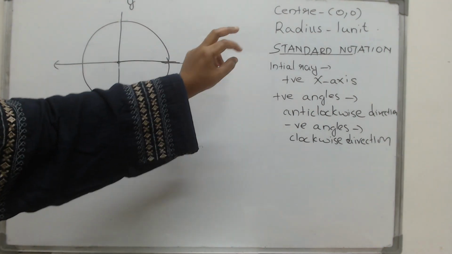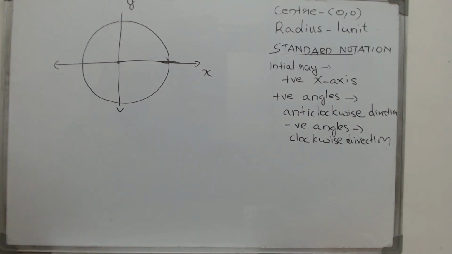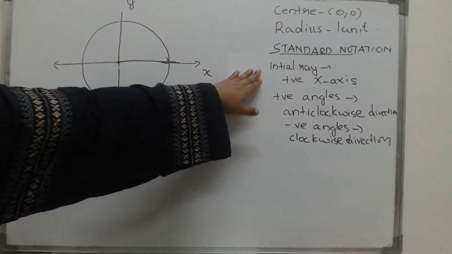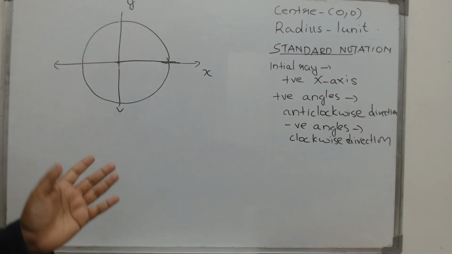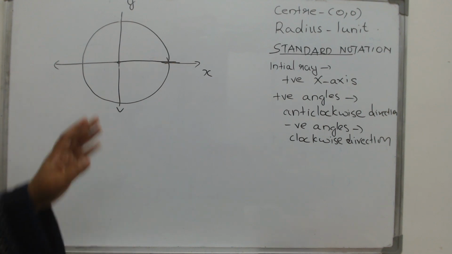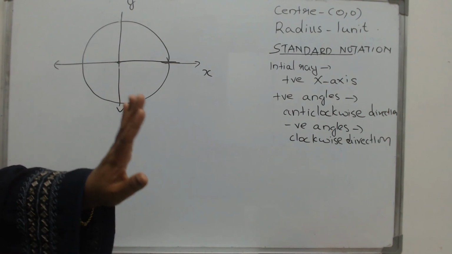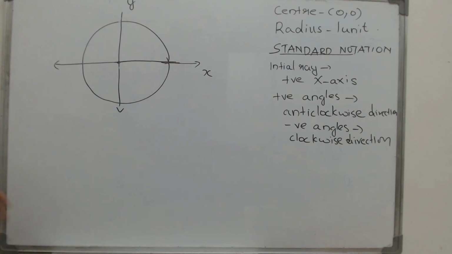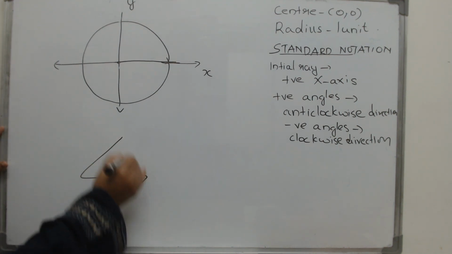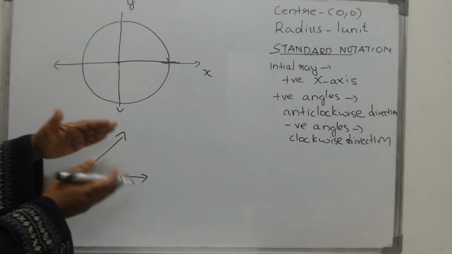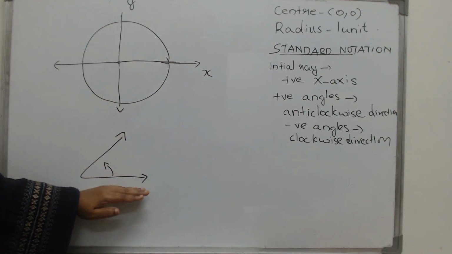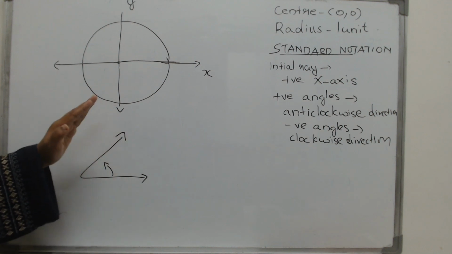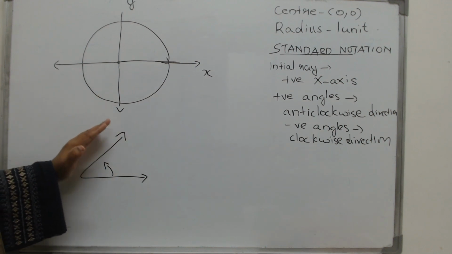Next, what you have is the standard notation for drawing an angle. Your initial ray will always be the positive x-axis. Is it something new? Of course not. This is how you have been drawing angles all your life. What is an initial ray? Whenever you have an angle, there are 2 sides related to it. The place where the angle starts its journey is called the initial ray. Where it ends is called the terminal ray or the terminal side.